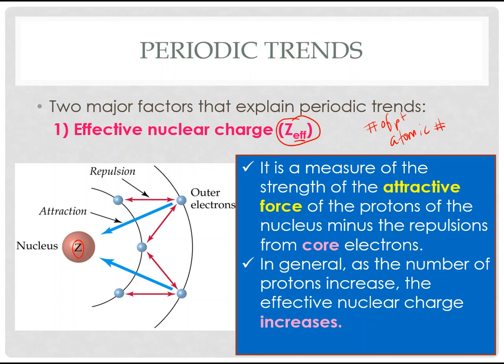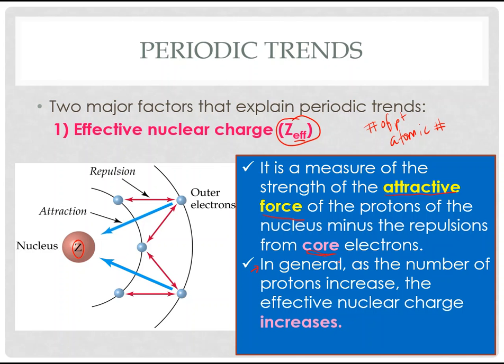And what is effective nuclear charge? It's basically a measure of the strength of the attractive force, going back to that lovely word, attractive force, of the protons in the nucleus minus the repulsions of the core electrons. That's getting a little bit in depth, and we're not going to calculate effective nuclear charge, although there is an equation for it. So in general, this is what we're going to refer to right here.